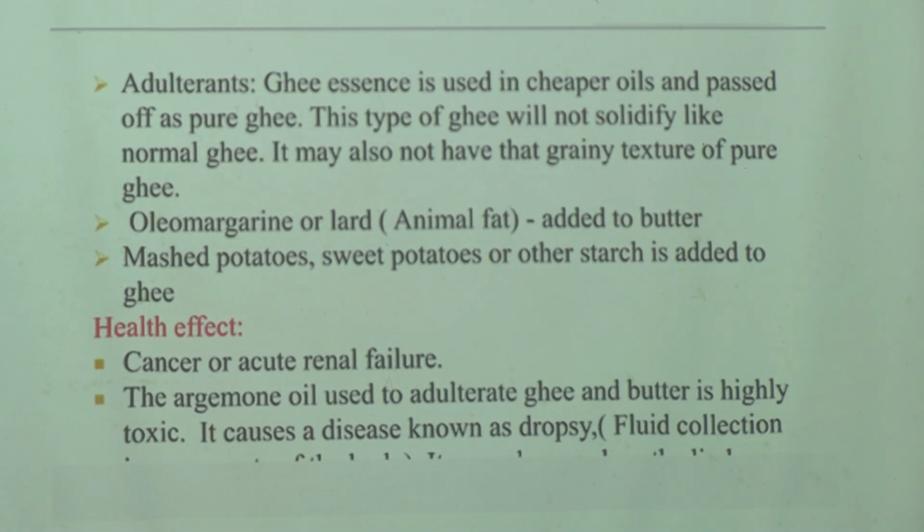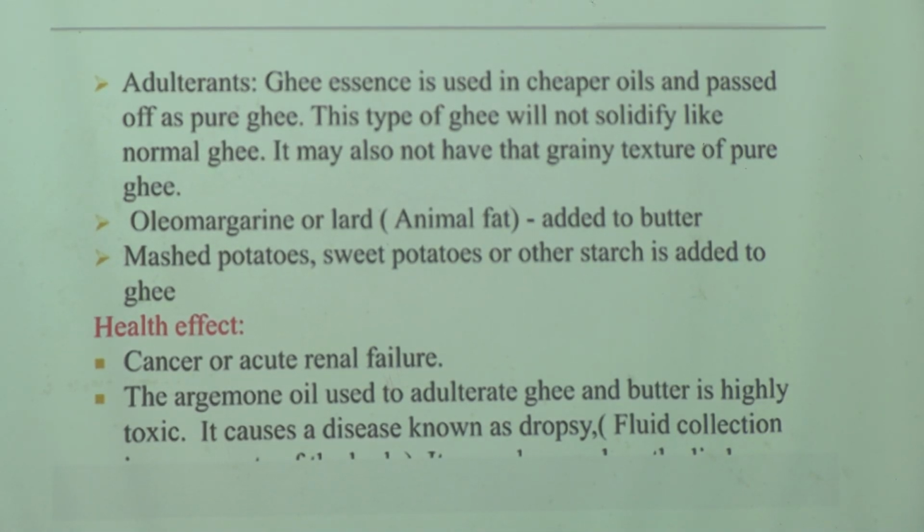Then again, in ghee, they use ghee essence and they say it's pure ghee. We often see pure ghee everywhere. But this will not solidify like normal ghee, and it will not have that grainy texture. Again, here the effect is cancer or acute renal failure. And you have argemone oil, which is also used to adulterate ghee. This causes what we call epidemic dropsy, which is a very fatal disease.